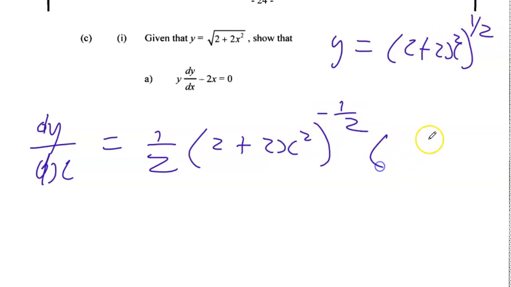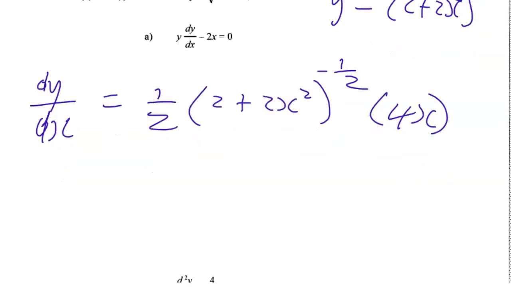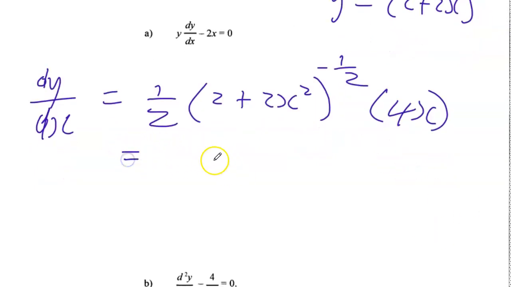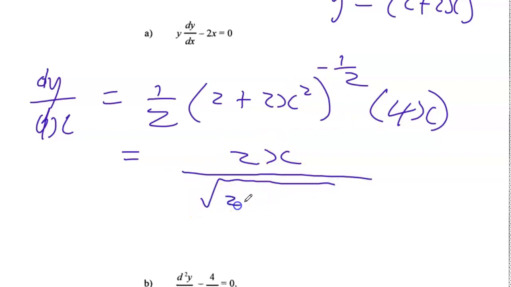And I differentiate what's in the bracket. We end up with 4x. So let me rewrite. 2 into the 4x, I get 2x up here. And then using indices, this can be rewritten as the square root of 2 plus 2x squared. Indices make it the denominator, so the power becomes half, which is root 2 plus 2x squared.